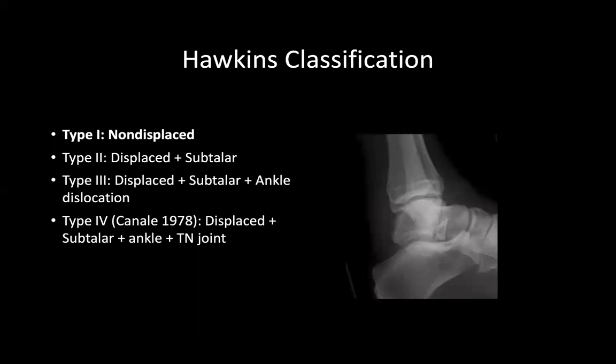So the Hawkins Classification is one of the more famous orthopedic classification systems. And it guides treatment, and it also is highly informative for prognosis. The type 1 talar neck, Hawkins type 1, is a non-displaced talar neck fracture. So these are the ones that you may barely see on a plain x-ray, and will be better characterized on a CT scan. This is the only one that really there's any consideration for non-operative treatment.